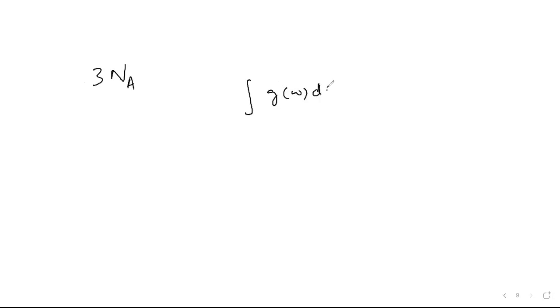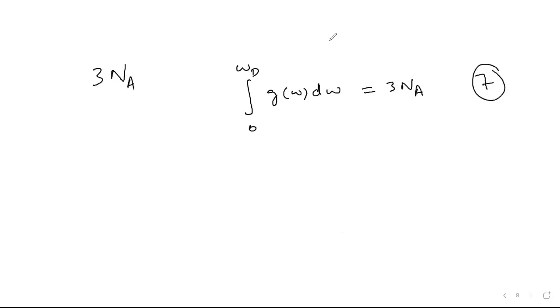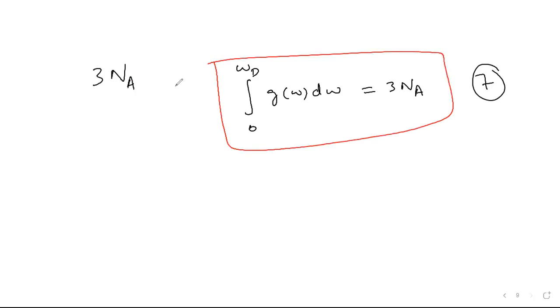the integral of G of ω dω from 0 to ω_D equal to 3N_A. Let me name this equation. This is equation 7. Let me encircle it. This equation is simply saying mathematically that the total number of modes included in the Debye model is equal to the number of degrees of freedom for the entire solid, where this cutoff frequency denoted by ω_D is called the Debye frequency. This is called the Debye frequency, right?